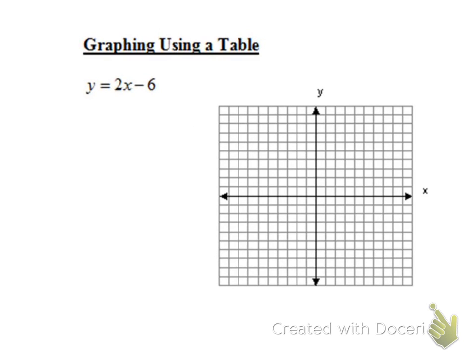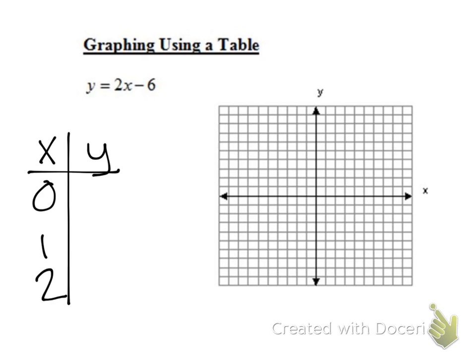So first, let's review how we graph using a table. When we are using a table, that's an XY table or an XY chart. Remember, when you're using this method, you pick the X's, you do the math to get the Y's. We always use the X's 0, 1, 2. You can use 1, 2, 3 if you want. 0 is always an easy one, though.